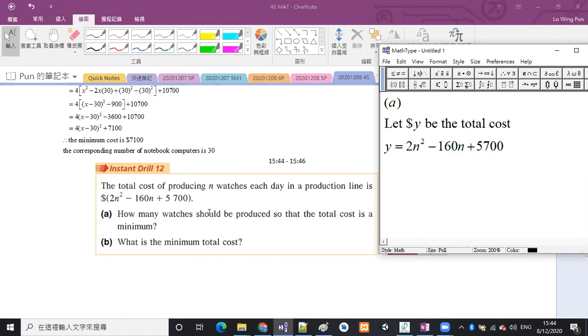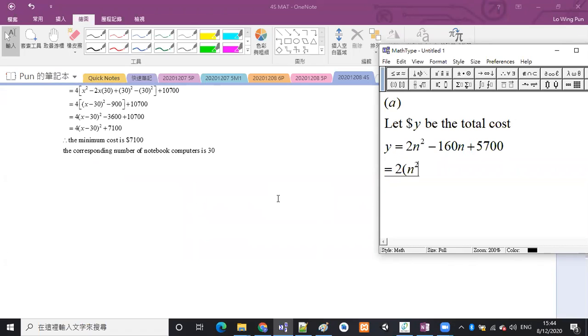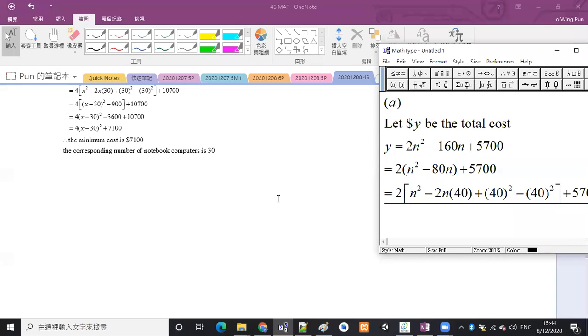問你 how many watches 即係幾多隻錶，咁即係求個 n 啦，係嘛？求個 n 嘅。咁但係乜嘢嘅 n 呢？即係當個 cost 係最細嘅時候嘅 n 呢？就係當個 cost is a minimum 嘅時候。咁所以我哋先用翻個 method of completing square 先啦，係嘛？It's 2n square minus 80n plus 5,700, and then 2 times n square minus 2n and then 40, and then plus 40 square minus 40 square. Okay, and then plus 5,700, and then form a perfect square.